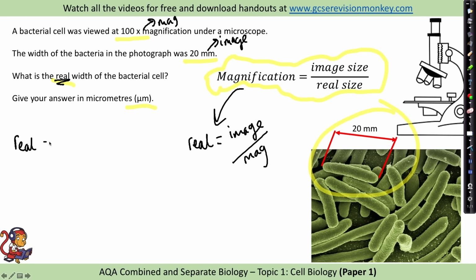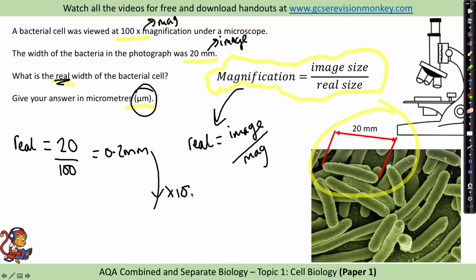The real size of the bacterial cell will equal 20 divided by 100. And this will give our answer in millimeters. So our answer is 0.2 millimeters. Now we need to change our answer to micrometers, and to do that we times by 1,000. So our final answer would be 200 micrometers.